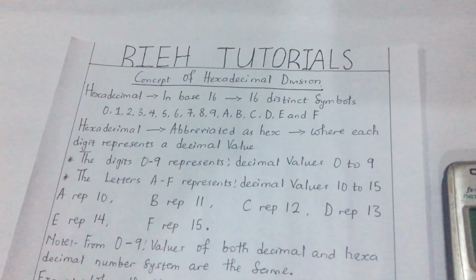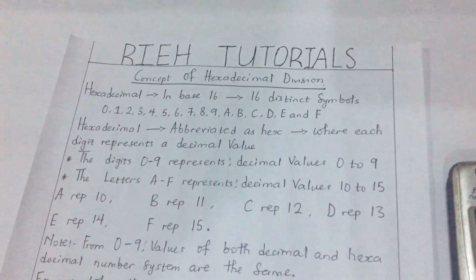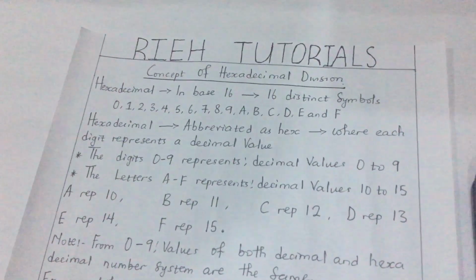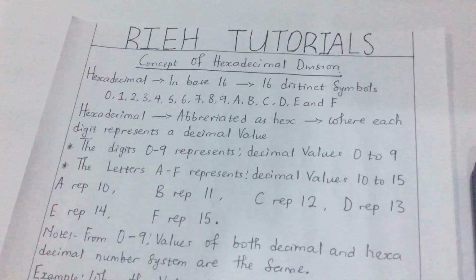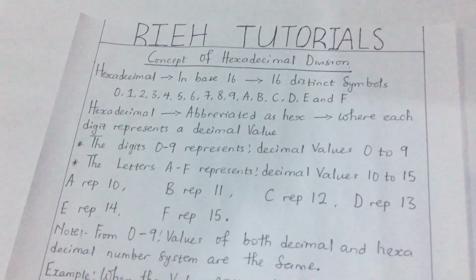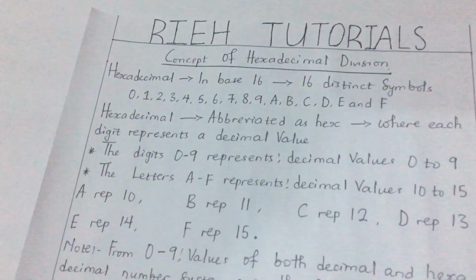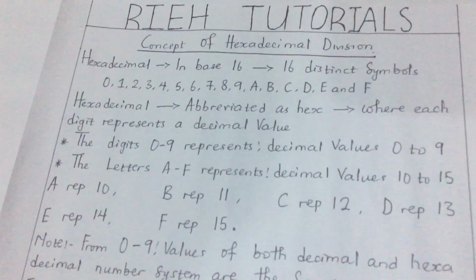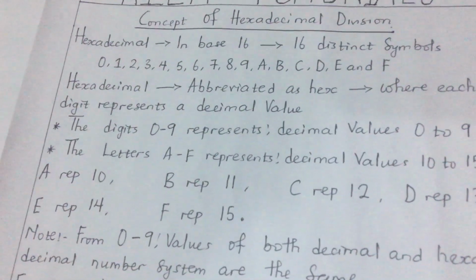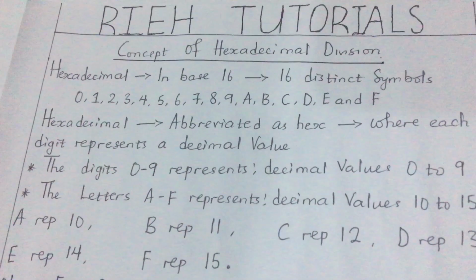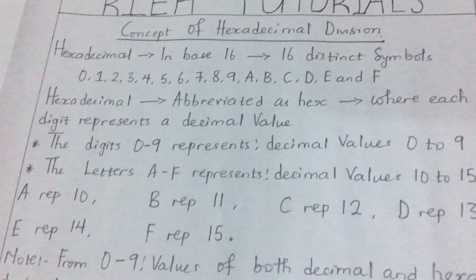In this video, we'll be looking into the concept of hexadecimal division. When you say the word hexadecimal, it is broken into hexa and decimal. When you hear the word hexa, what comes to your mind is 6, just like in hexagon. And when you hear the word decimal, what comes to your mind is 10. When you sum up 6 and 10, what we have is 16. So hexadecimal numbers are numbers that are represented using the radix of 16.